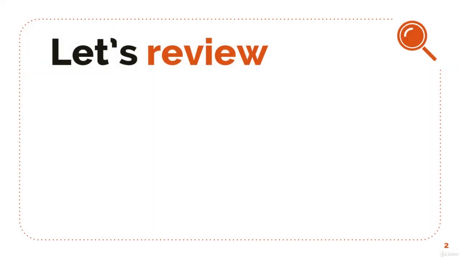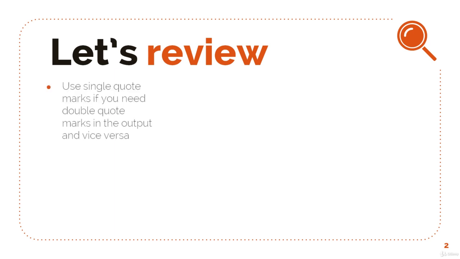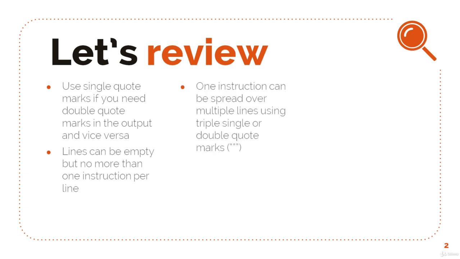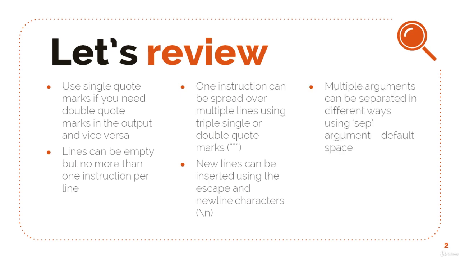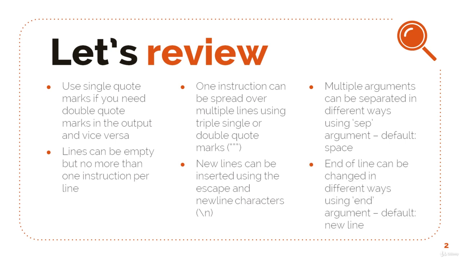Okay, so we've gone through a lot of things, so let's review what we learned in this lesson. Firstly, you can use single quote marks if you need double quote marks in the output and vice versa. Lines can be empty, but no more than one instruction per line. One instruction can be spread over multiple lines using triple single or triple double quote marks. New lines can be inserted using the escape and new line character \n. Multiple arguments can be separated in different ways using the sep argument, and the default is set to space. And finally, end of line can be changed in different ways using the end argument, and the default for that is a new line.